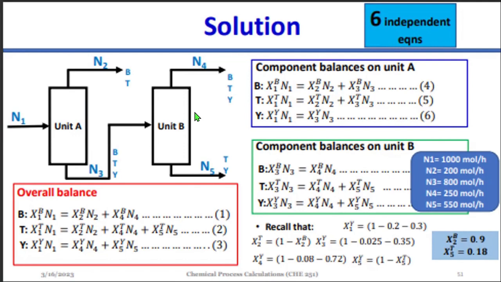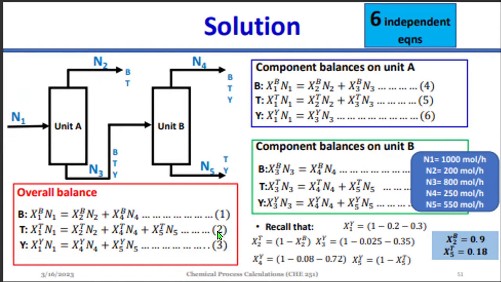So you're looking at the overall feed and the overall outlets, right? So it means that I'm going to do my balance considering N1 as my feed stream, and then N2, N4, and N5 as my outlet streams. So for the overall balance, maybe I'm doing it for, let's do it for toluene because that one is longer.